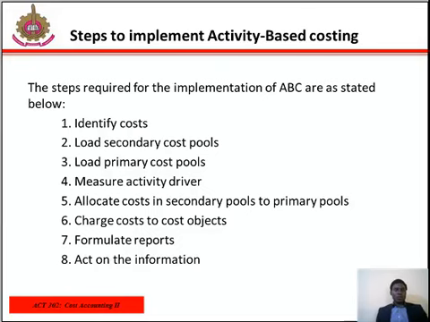And then we look at allocation of cost from secondary pools to primary pools, and we are able to charge cost to cost objectives, and we formulate reports on every one of your identifications. And at the end of the day, you act on that information. That is, after the evaluation process, you will be able to get exactly what you need for the implementation of ABC. And let's take one or two of those steps in our discussion.